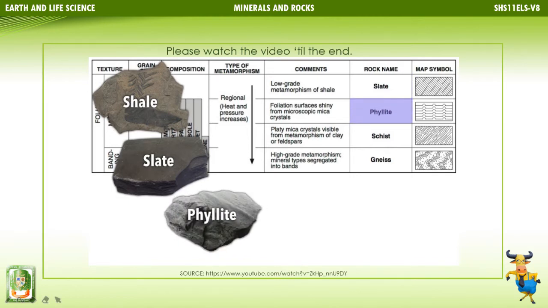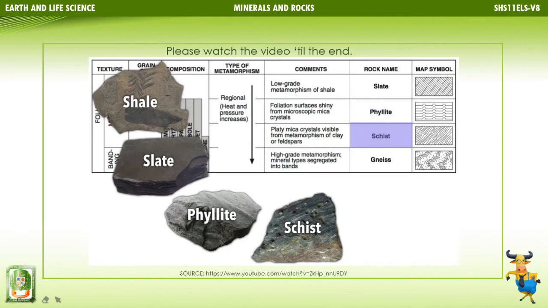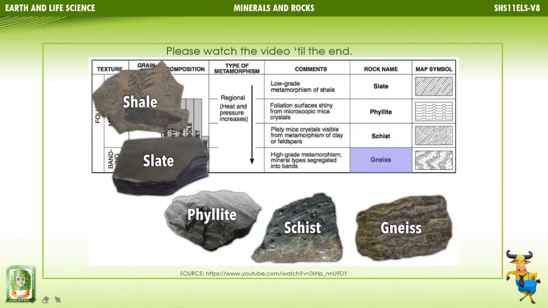Even more heat and pressure, and we'll get a sample of schist, and even more, and we will get the rock gneiss. Notice the bands in gneiss. That's a very common characteristic. Now, if a sample of gneiss is pushed even deeper underground, the heat and pressure will actually cause it to melt, and then it will become an intrusive igneous rock.